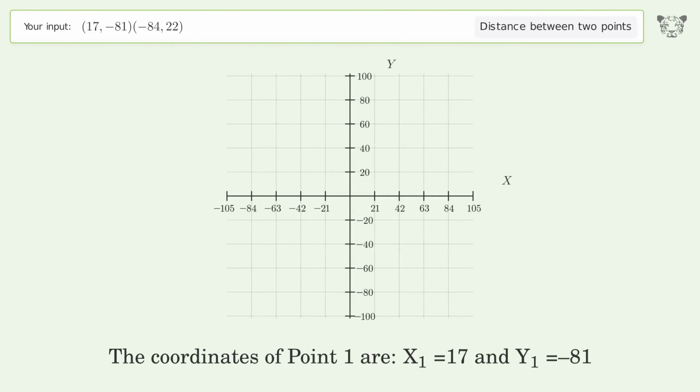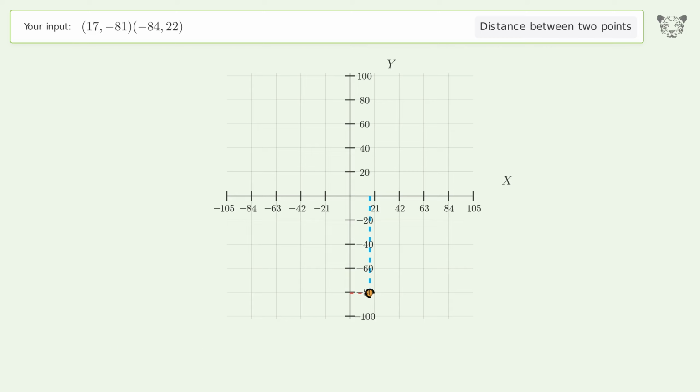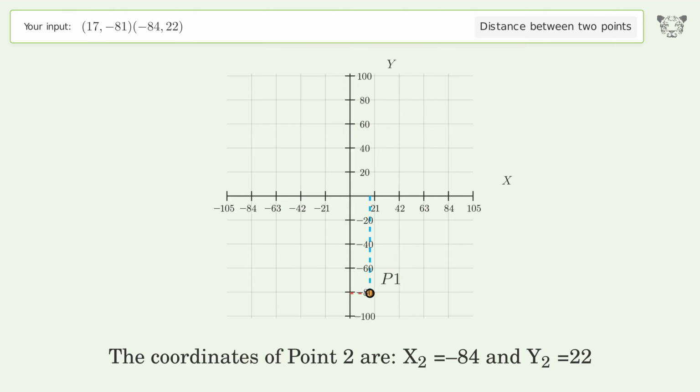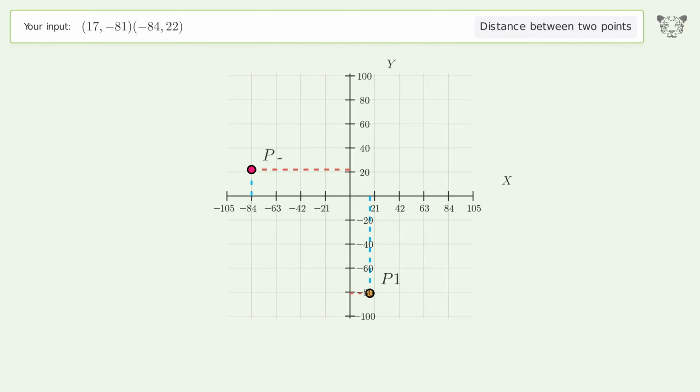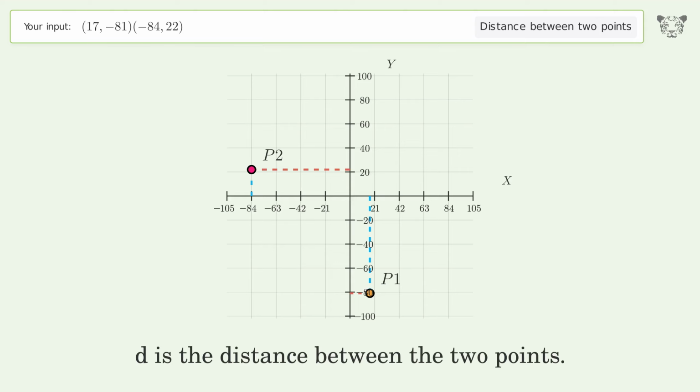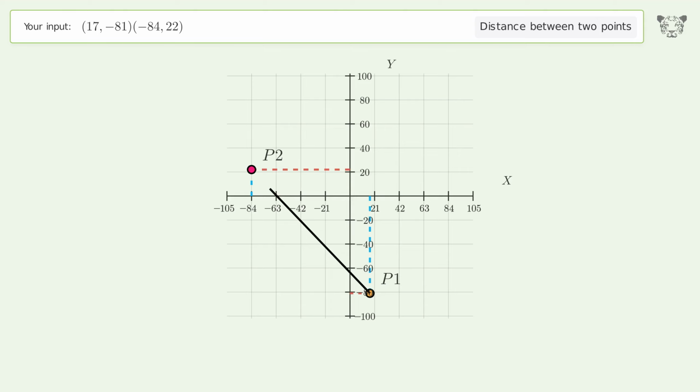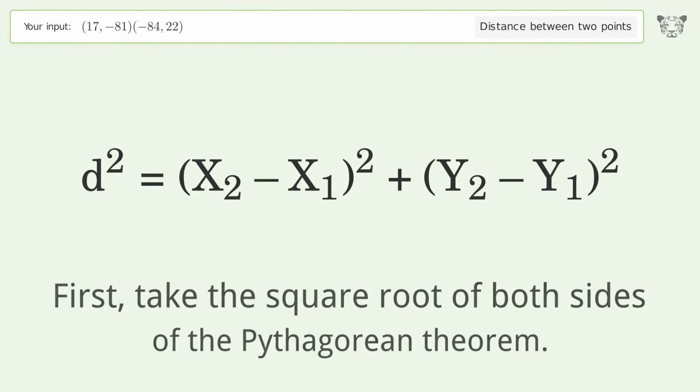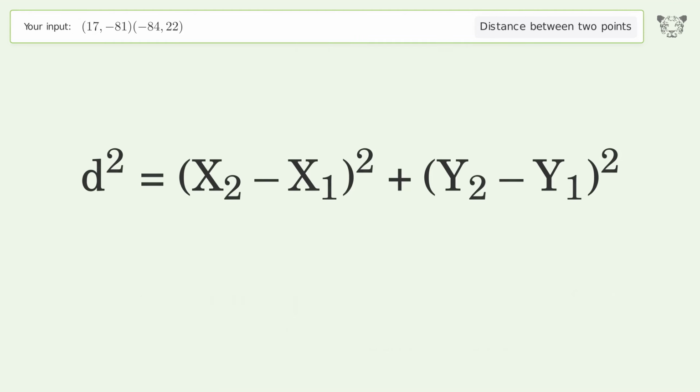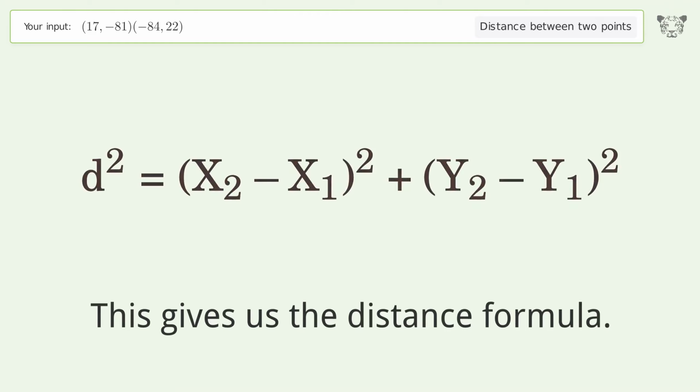The coordinates of point 1 are, x1 equals 17 and y1 equals negative 81. The coordinates of point 2 are, x2 equals negative 84 and y2 equals 22. D is the distance between the 2 points. First, take the square root of both sides of the Pythagorean theorem. This gives us the distance formula.